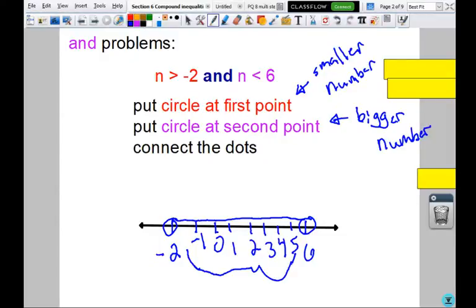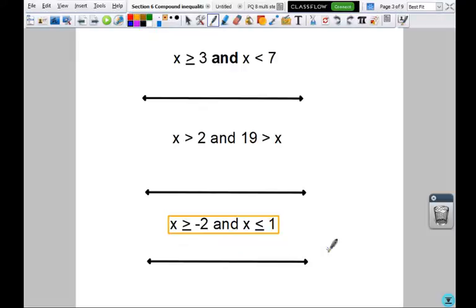So for my and inequalities, I connect the dots. We're going to look at another type in a few minutes that's a little different, but for right now, we're just going to look at some ands, and we connect our dots. We're going to practice a couple of these. I'm going to look at x is greater than or equal to 3, and x is less than 7.